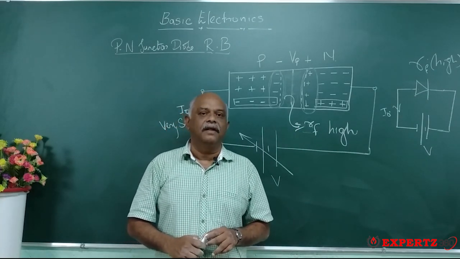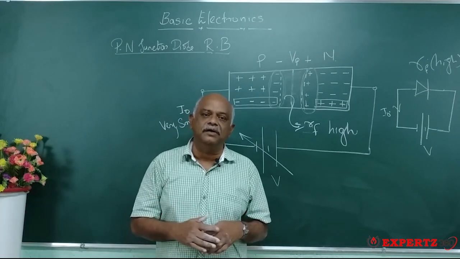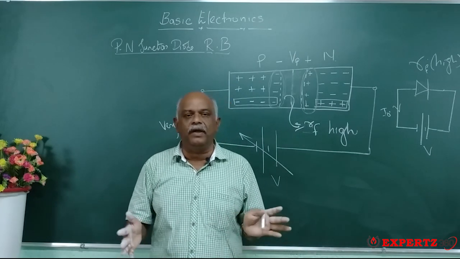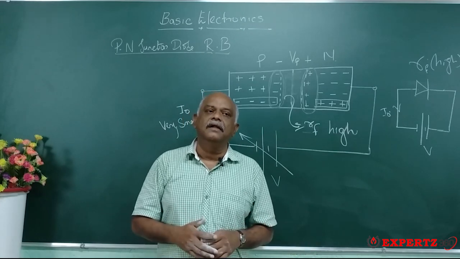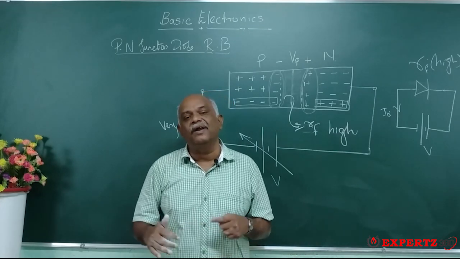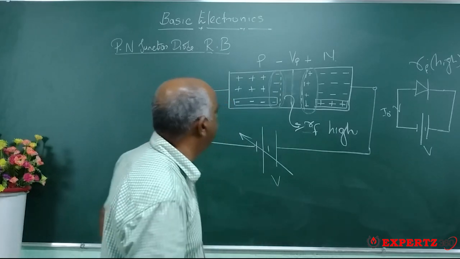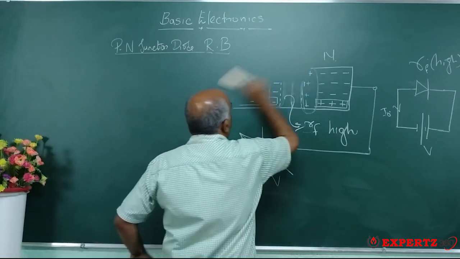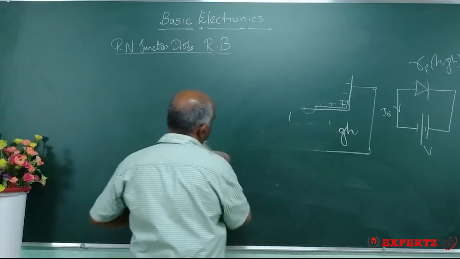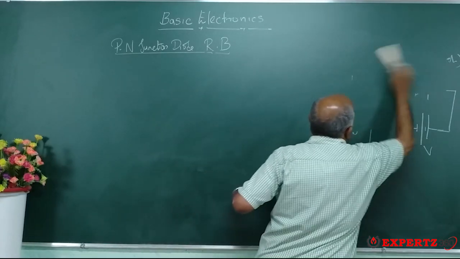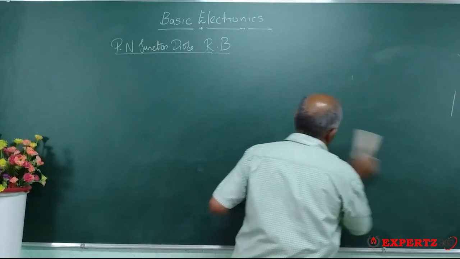Now, these are the conditions which I talked about, forward bias, reverse bias and unbiased condition for a practical diode. Now, I will go for ideal diodes. What do you mean by ideal diodes? It is a very simple thing. It is theoretically possible but not practically possible. So, I will go for an ideal diode. What is an ideal diode?